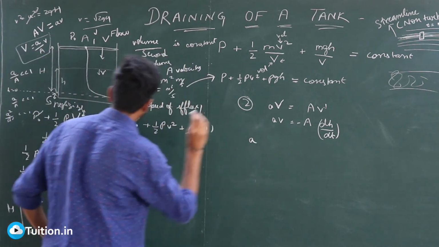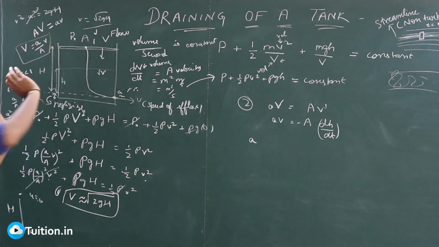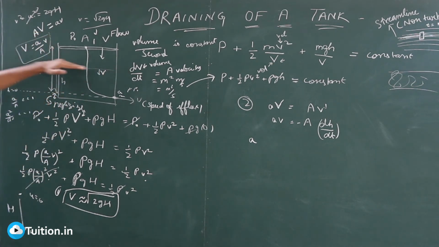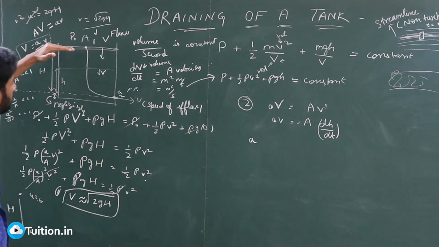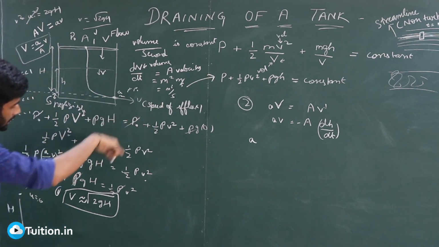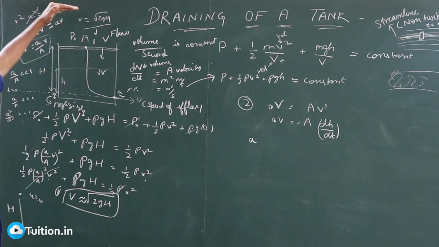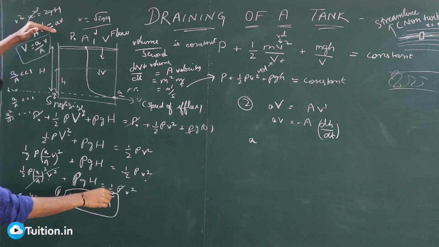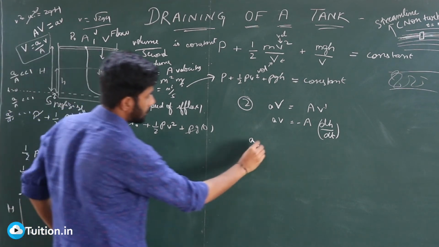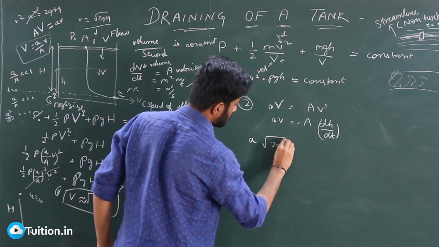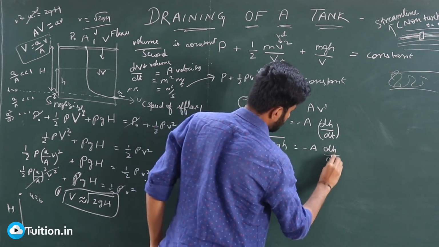If the height was not capital H, because we have forgotten about capital H completely, now we are at a general case where the level is at small h from this hole. If the level is small h above, then the velocity here also will be root 2g into small h and not capital H. That was capital H when your level was capital H above. But here it's small h, so this will be root 2g into small h is equal to minus a into dh by dt.